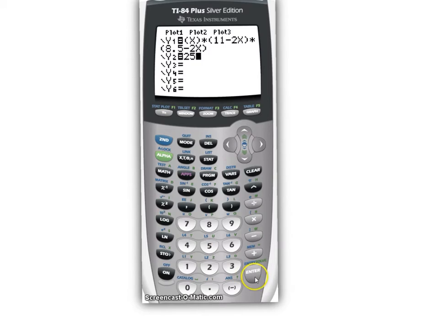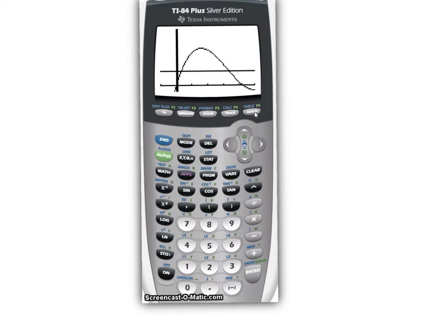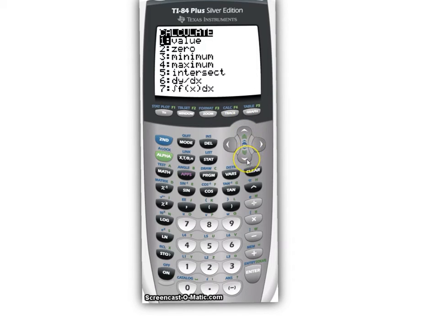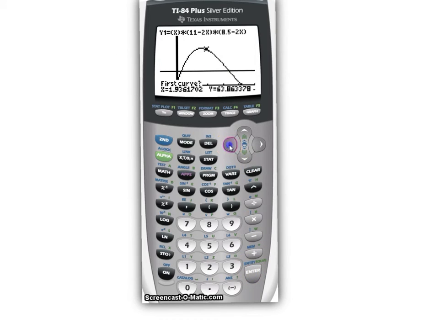Next, the problem asks for the input value that produces 25 as an output. Well, we can define a function whose output is always 25 by entering y equals 25. Then we can determine the input values of our function that produce 25 as an output by finding the intersection point of this horizontal line with the function that produces the box volumes. We use the second calc key and choose intersect to determine these points of intersection.